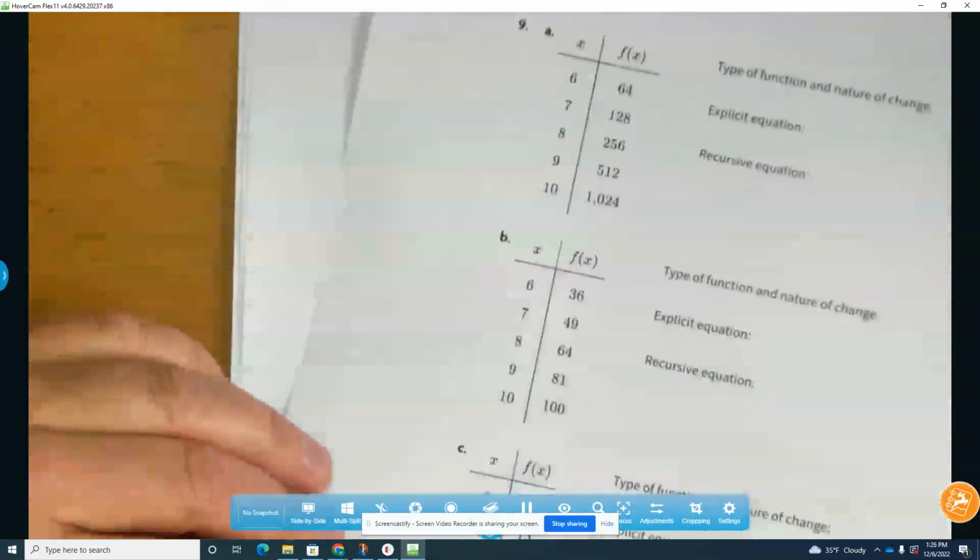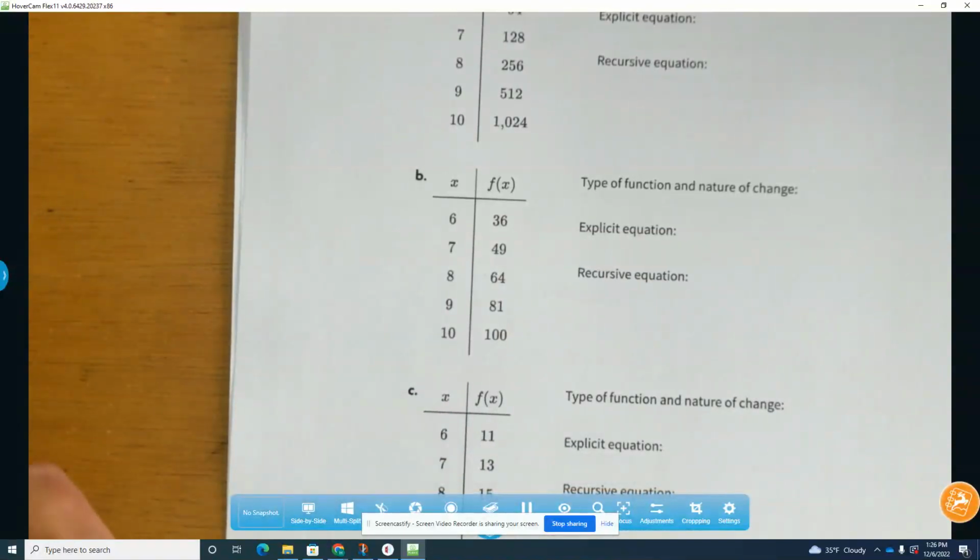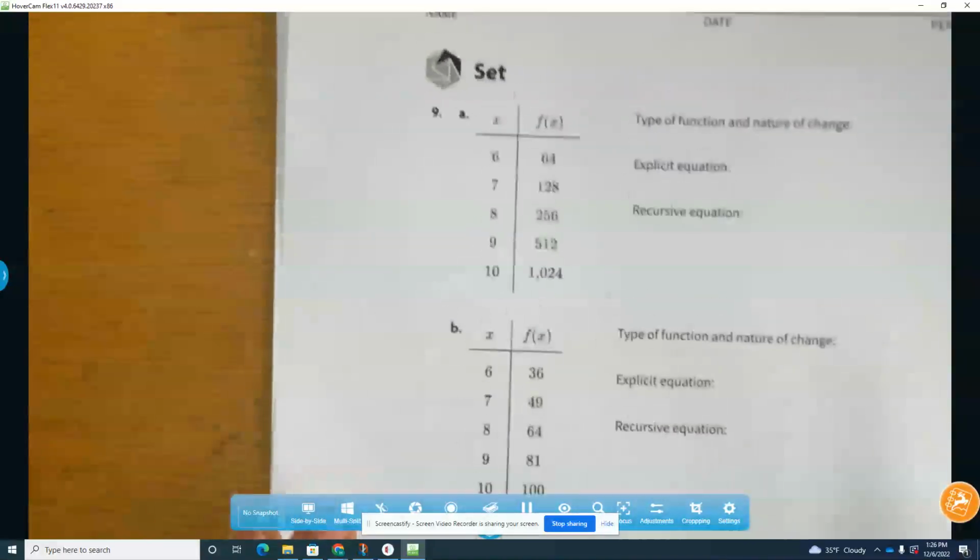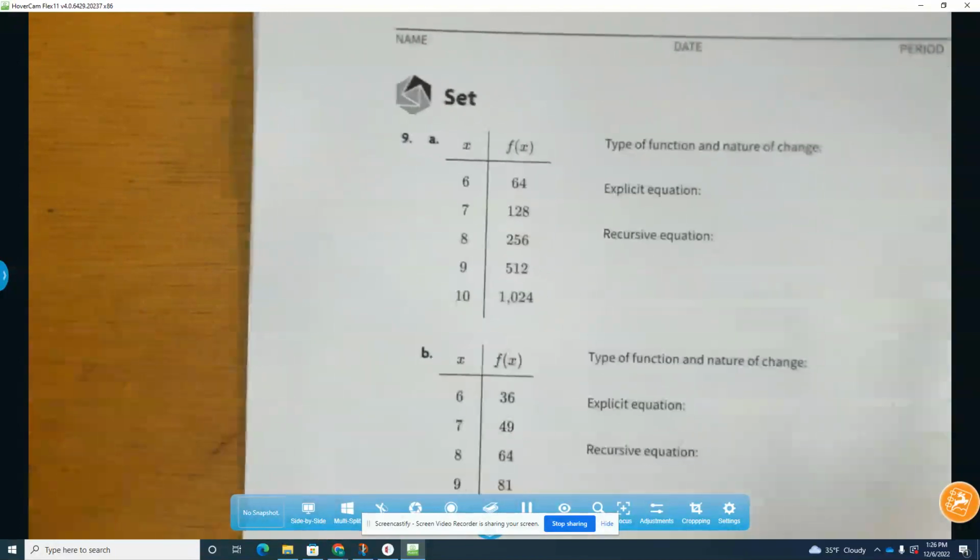I really want to get to the set. And I'm going to use a pencil because I don't trust myself with pen on this stuff.